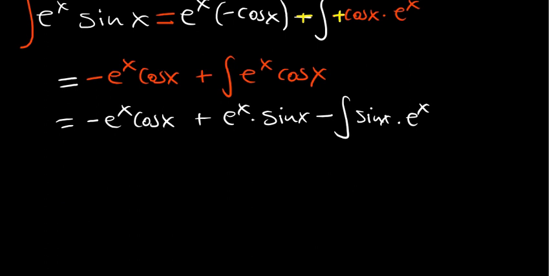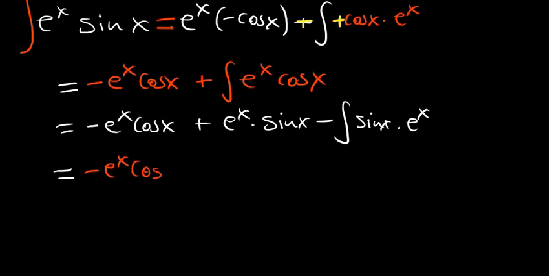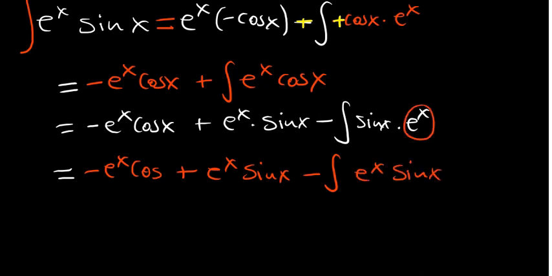So let's move. So we have negative e to the power x cosine of x plus e to the power x sine of x minus e to the power x sine of x. So I've just moved this one to the other side.